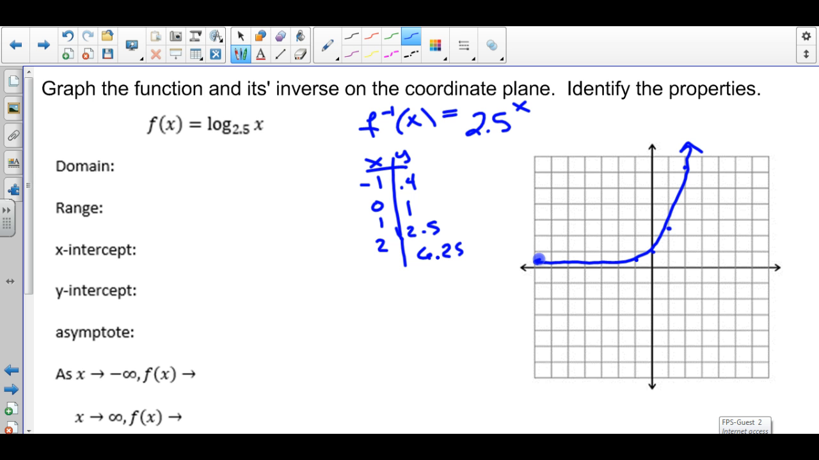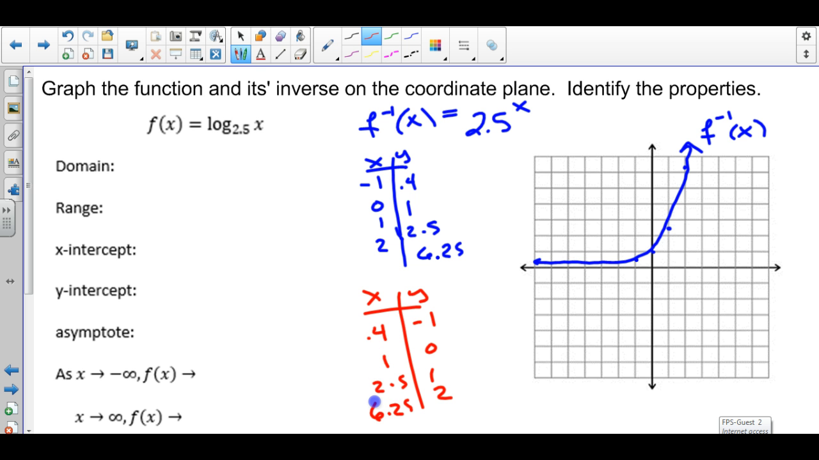Okay, that could have been a lot worse. All right, so that's my inverse function. So this is not the log function that we plotted. This is the inverse exponential function that we plotted first, so I'm going to label it as f inverse of x. And then in order to graph my actual function, I'm going to take the x and y values from before, and we're just going to flip-flop them. So the negative 1, 0, 1, and 2 are going to actually be my y values. The 0.4, the 1, the 2.5, and the 6.25 will now be my x values.